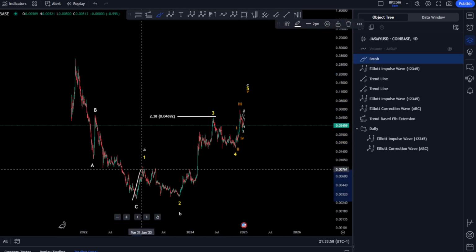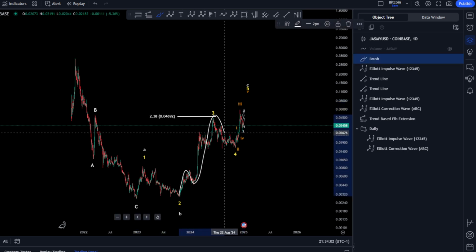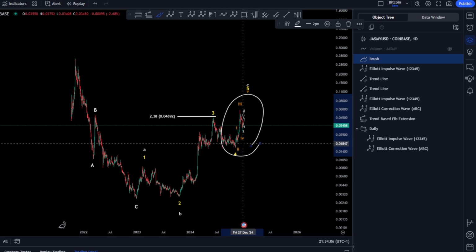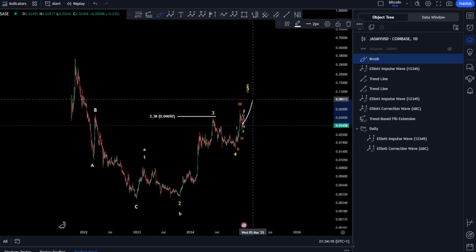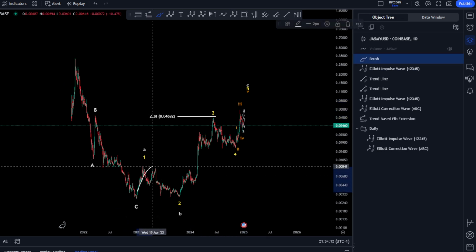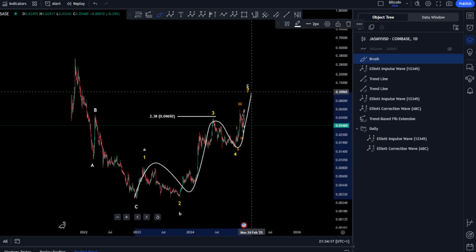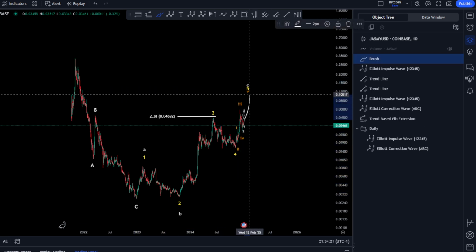However, if we are in A, B, C here, and this is your impulse 1, 2, 3, 4, and a 5, it is the same scenario that you have for your bullish scenario. So the same wave 5 that we need to close here for Jasmy to finish this bullish scenario, in case we are in 1, 2, 3, 4, 5.